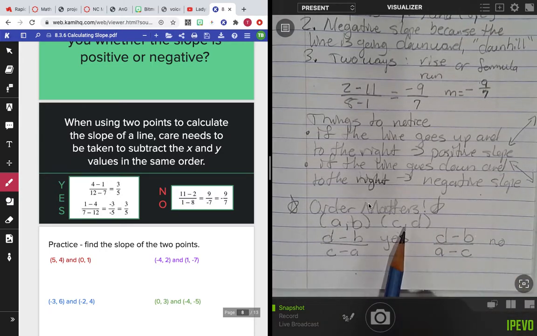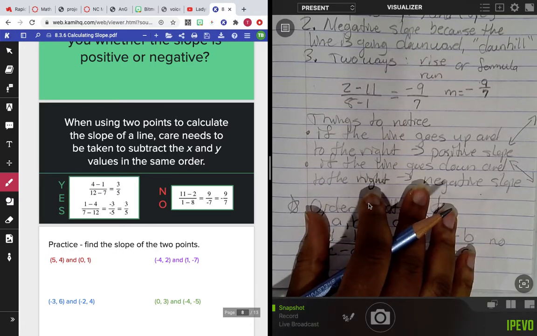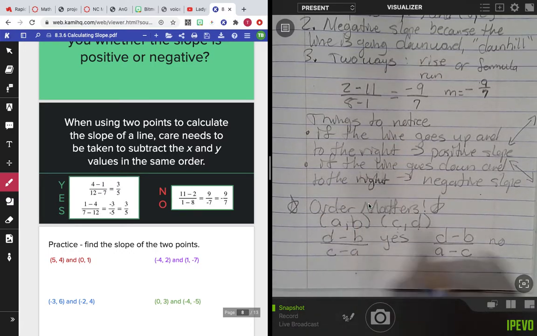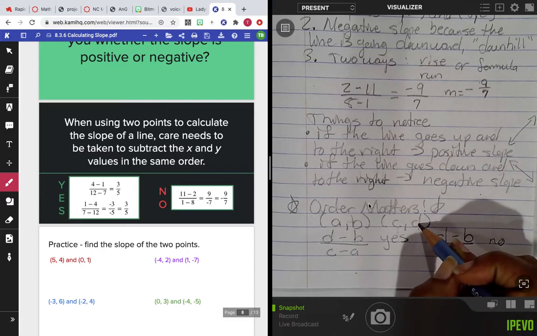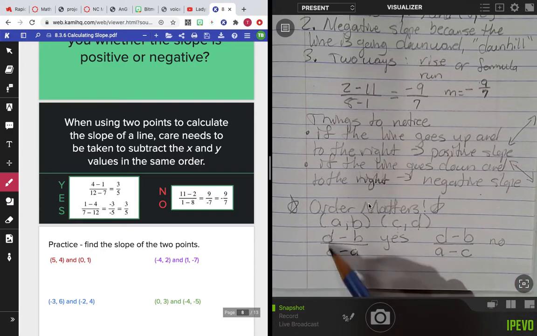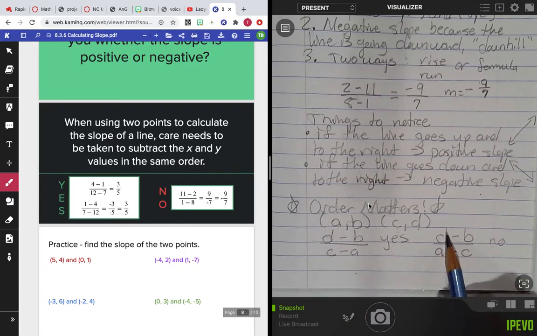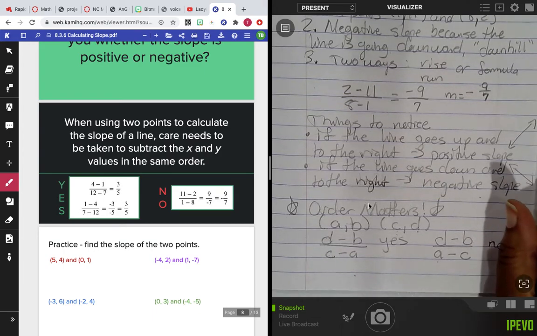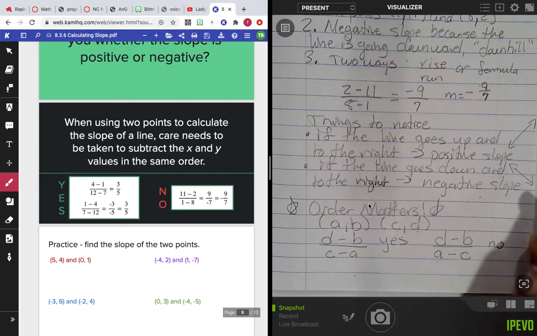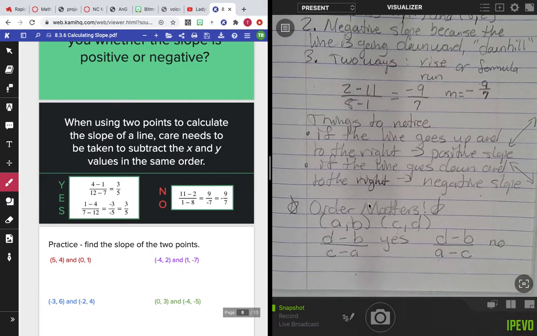And the reason is C and D are in the same ordered pair, so they are first. A and B are in the same ordered pair, they are second. Here you have D paired up with A, and that is not what your ordered pairs have here at all. And so with that, you will not get the correct slope. That's why order matters.